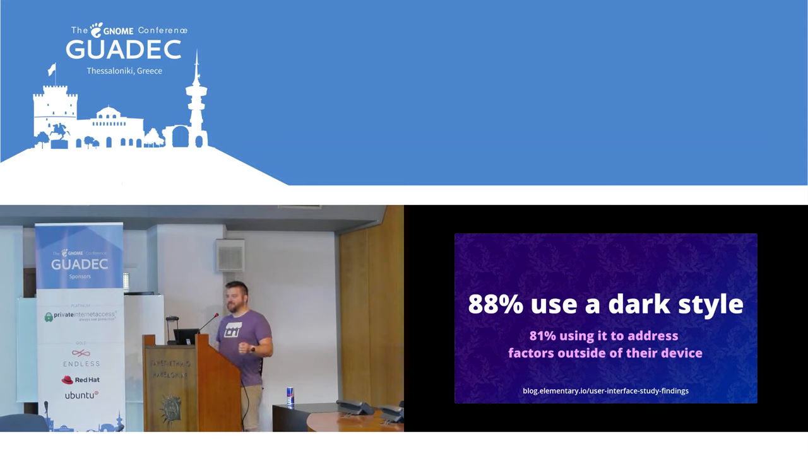If so many people are interested in this feature, we should probably look at implementing it. And of that 88%, 81% of those users said they were using it to address factors outside of their device. Specifically, if they're getting a headache, they might switch to a dark mode. Or if their eyes feel a little extra strained at the end of the day. Or if they're working in a darker environment, like a dark office or a dark room. And this could actually be seen as an accessibility feature. That's where we've seen similar efforts labeled, under accessibility.